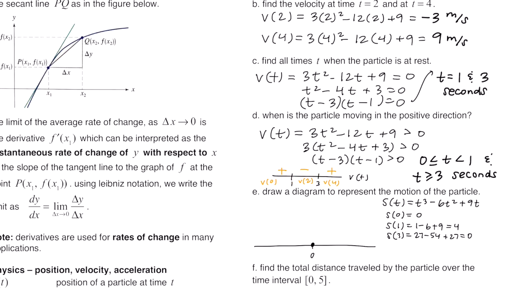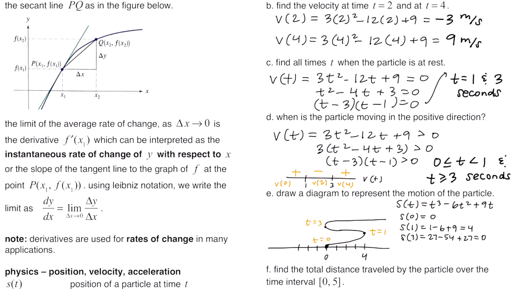And I also want to point out that the particle is moving in the positive direction, so we're going to go right-left in this case. It's moving to the right from 0 to 1 second. Then it stops at 1 second. The particle's moving to the left from 1 to 3 seconds because velocity is negative, and then it stops again. And from 3 seconds on, the particle's moving to the right because the velocity is positive.